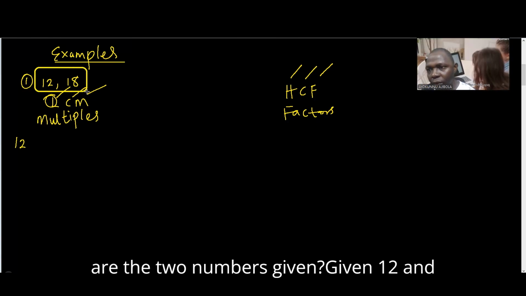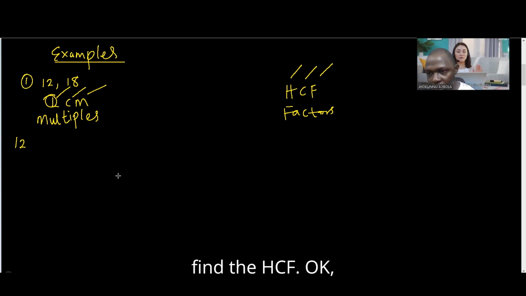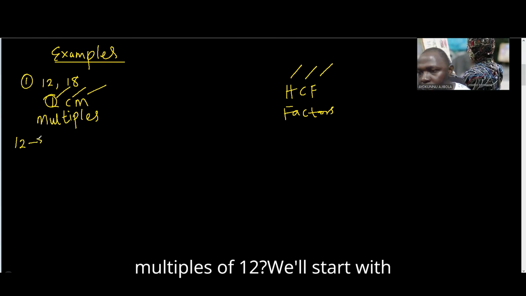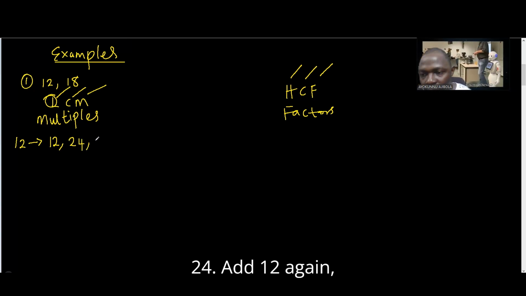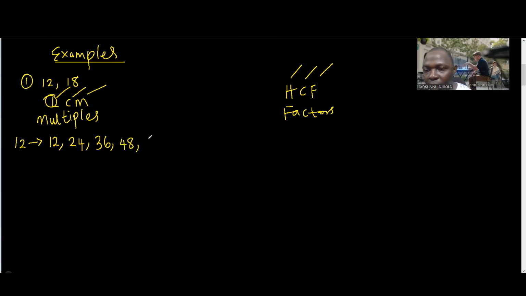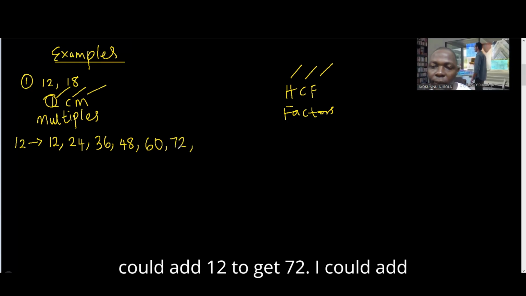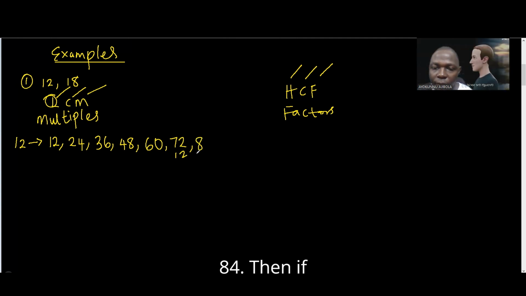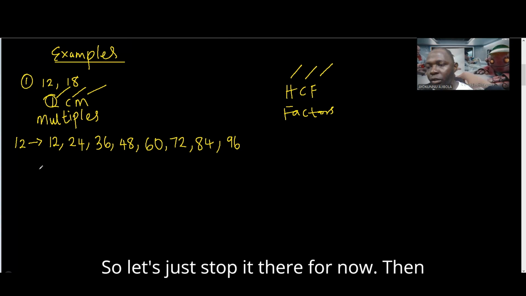What are the two numbers given? We're given 12 and 18. We'll find the LCM and the HCF. For this one, we need multiples. What are the multiples of 12? We start with 12. The next multiple is 24. Add 12 again, 36. Add 12 again, 48. Add 12 again, 60, and so on. Add 12 to get 72, then 84, then 96. Let's just stop it there for now.